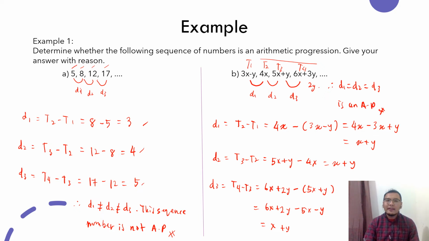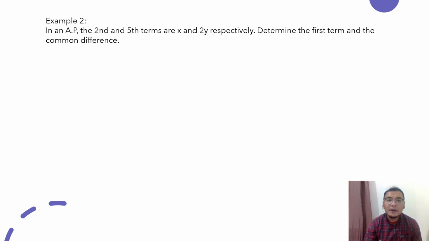Okay. I think you guys can understand how we determine whether the sequence number is an arithmetic progression or not. Okay, let's go to the second example. In an arithmetic progression, the second and the fifth terms are x and 2y respectively. Determine the first term and the common difference.